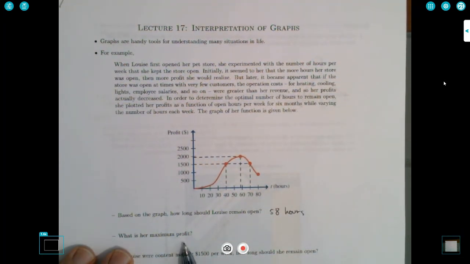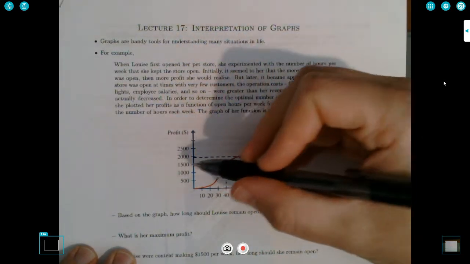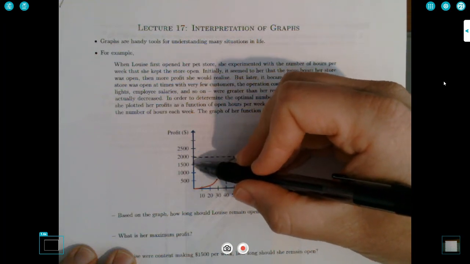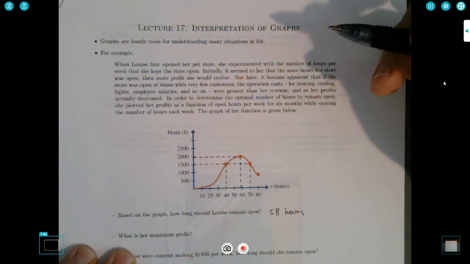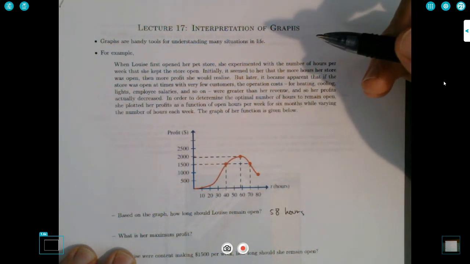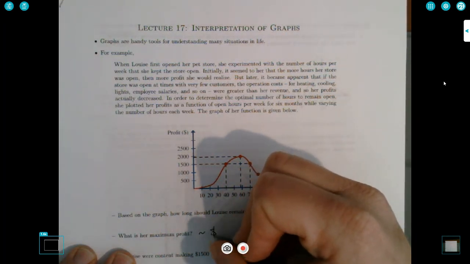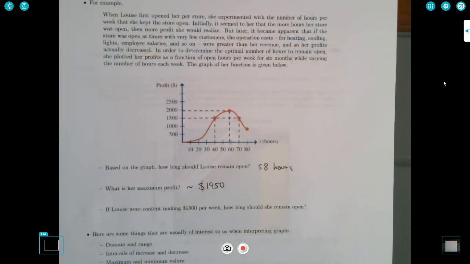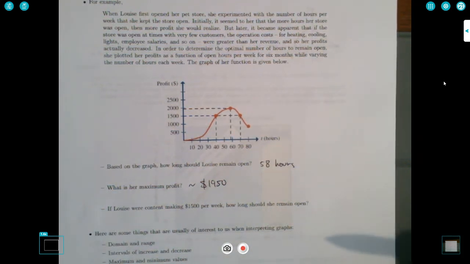It says, what is her maximum profit? Well, that looks like it's right around $2,000. I mean, $1,500 to $2,000. So this is like $500 in here. So this might be a little bit less than $2,000, maybe like $1,950 or something. So I would say it's about $1,950 or so.